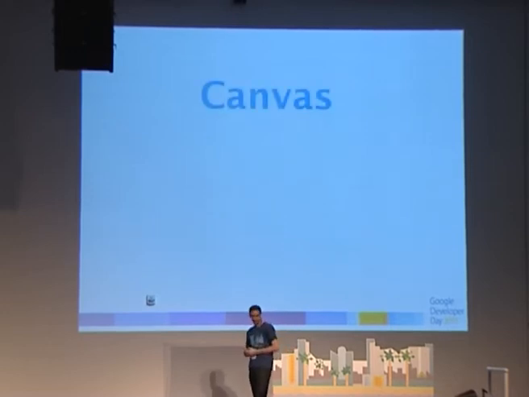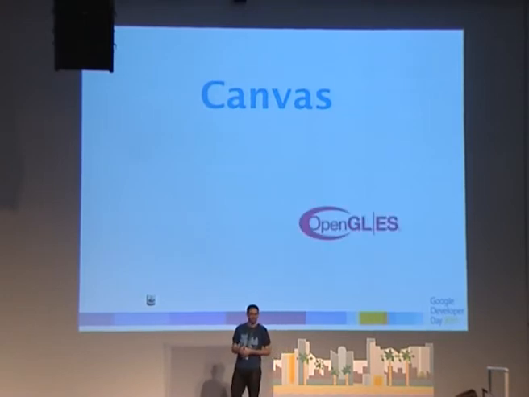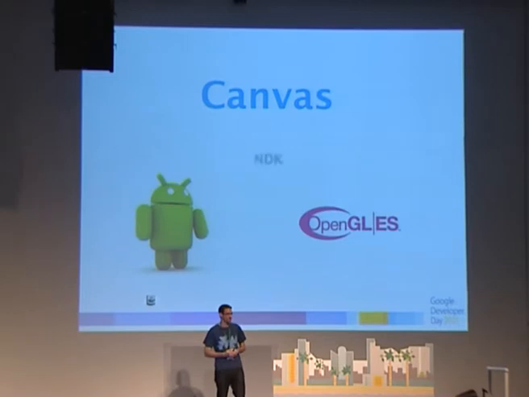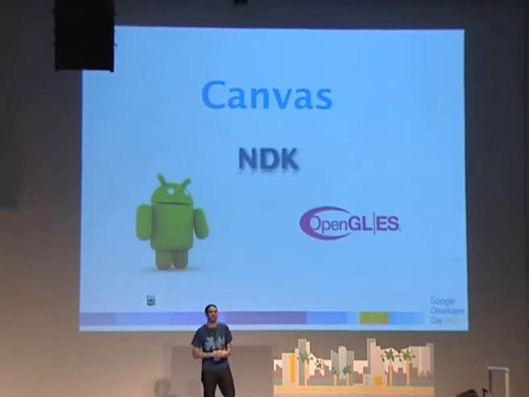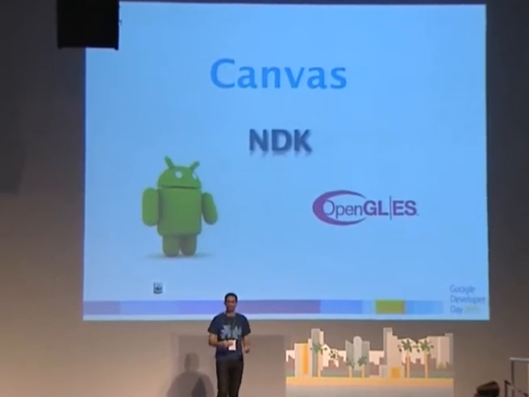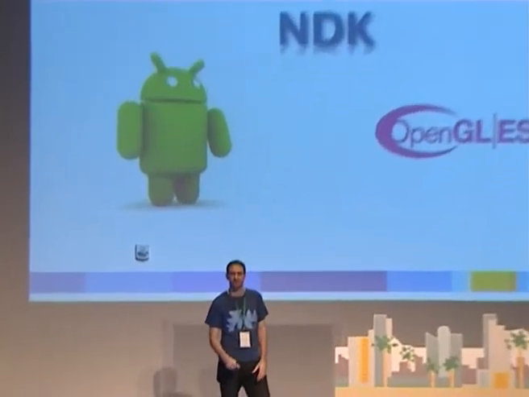So we have a canvas in Android. And with the canvas, we have OpenGL, we have Renderscript, and we have the NDK. And these things all come together in the applications written on Android, in your applications, to provide nice, smooth interfaces.